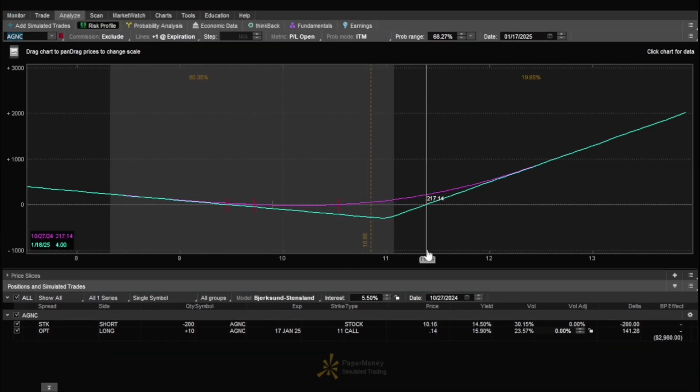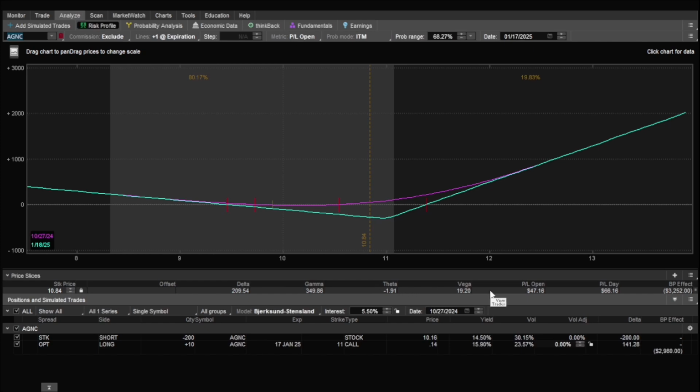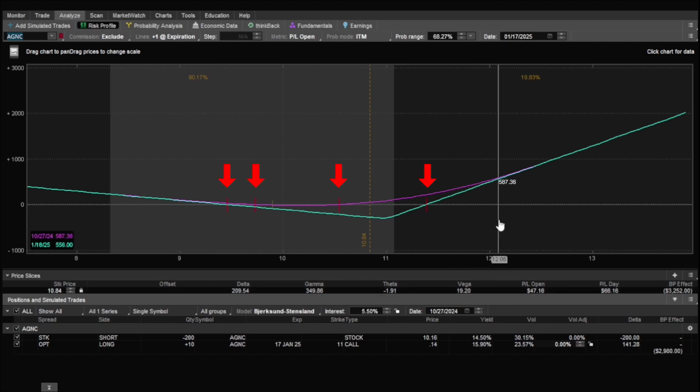Now, I can actually change today's date at the bottom here to go forward or back to see how that purple theoretical line changes as it moves closer to the expiration date. The small orange marker is the current stock price, and the long dotted orange line represents price slices, which I can set under the Price Slice tab to analyze specific price points, which I'll get into more later. And the red markers are the break-even price points. It's currently showing 4 because I have 2 separate positions in this symbol.